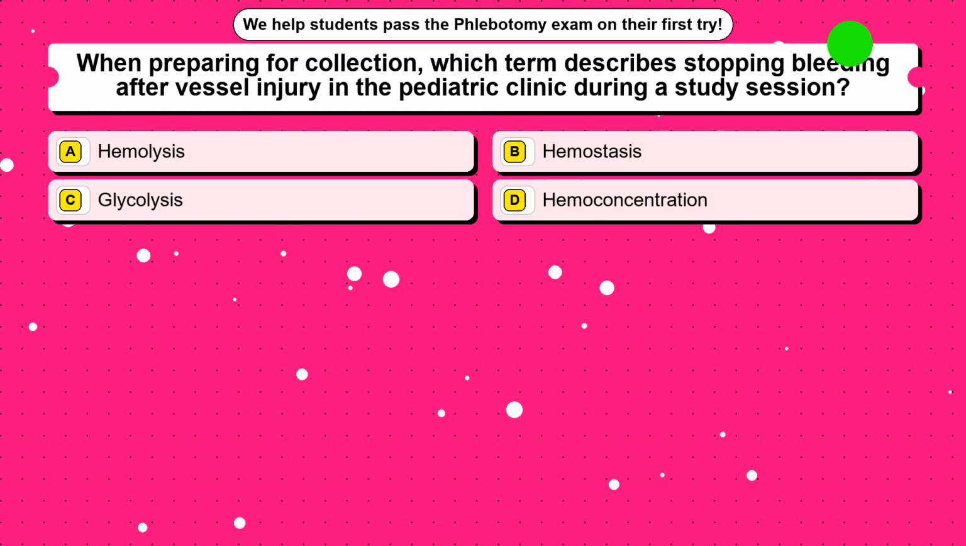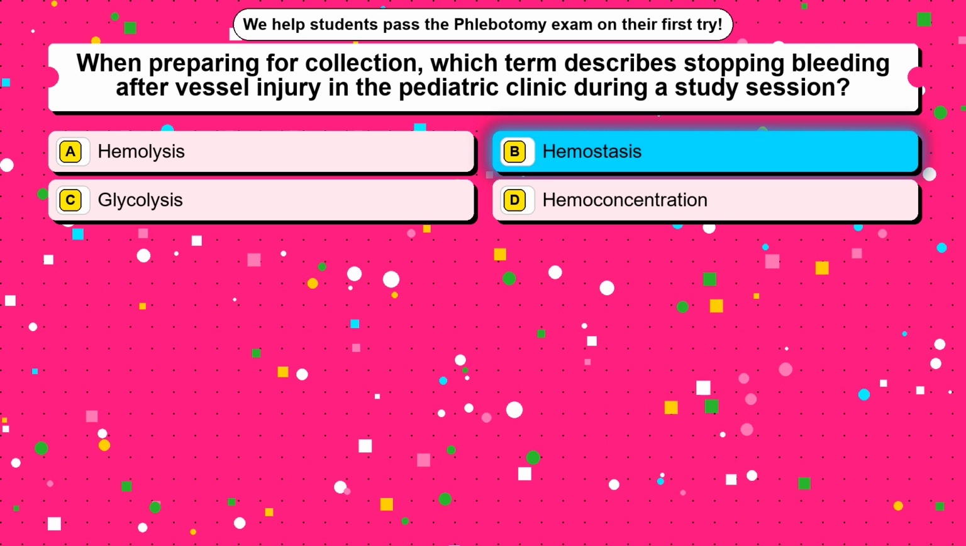Question 85. When preparing for collection, which term describes stopping bleeding after vessel injury in the pediatric clinic during a study session? Option A, hemolysis. Option B, hemostasis. Option C, glycolysis. Option D, hemoconcentration. The correct answer is option B. Hemostasis.